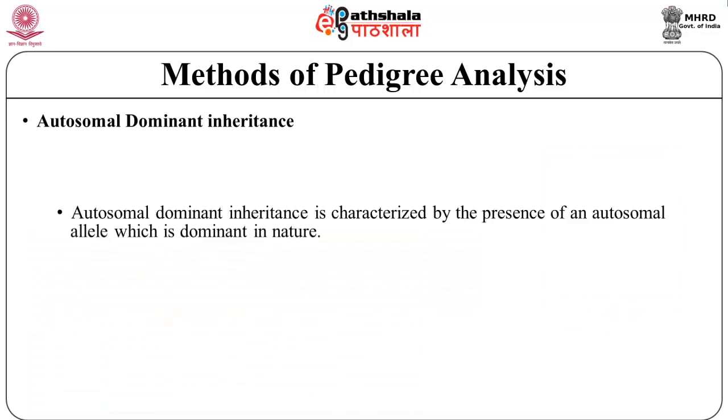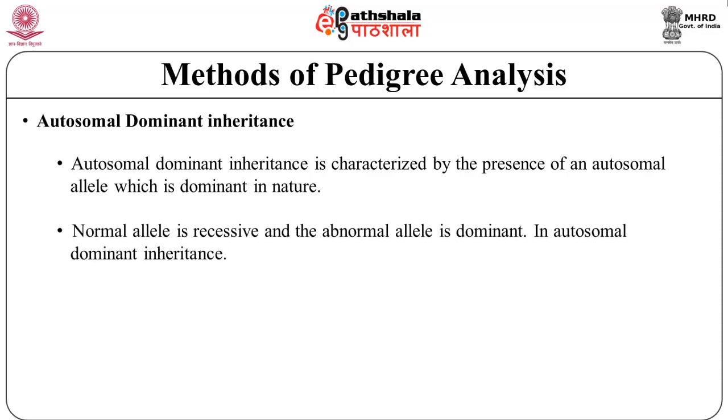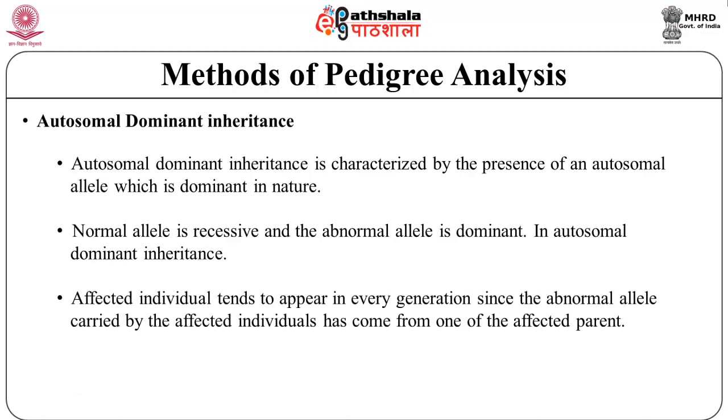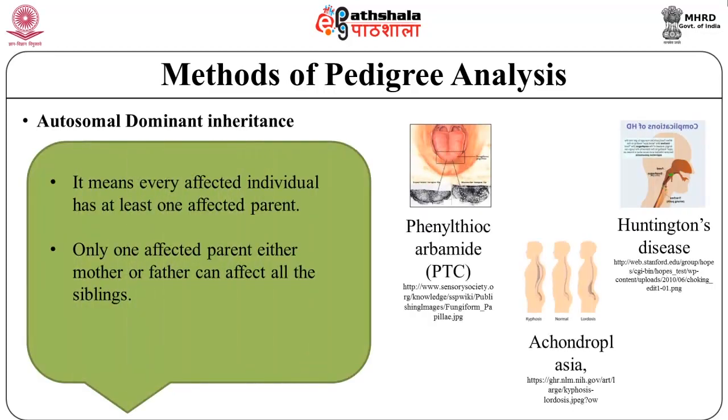Now let's talk about autosomal dominant inheritance. Autosomal dominant inheritance is characterized by the presence of an autosomal allele which is dominant in nature. In other words, the normal allele is recessive and the abnormal allele is dominant. In autosomal dominant inheritance, affected individuals tend to appear in every generation, since the abnormal allele carried by the affected individual has come from one of the affected parents.